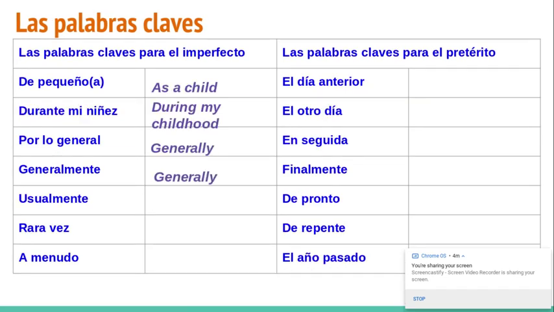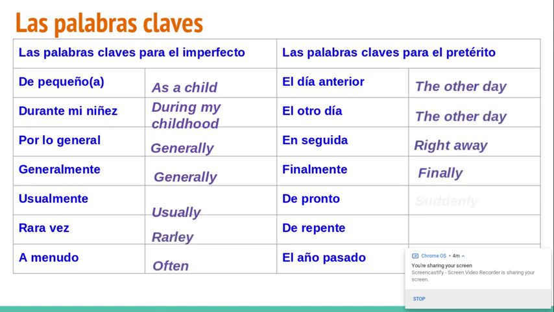And again, our last list of keywords. Now, this is something that you're going to need to use for Doc 9.2. And again, you can access this all in Module 9 or Unidad 9.